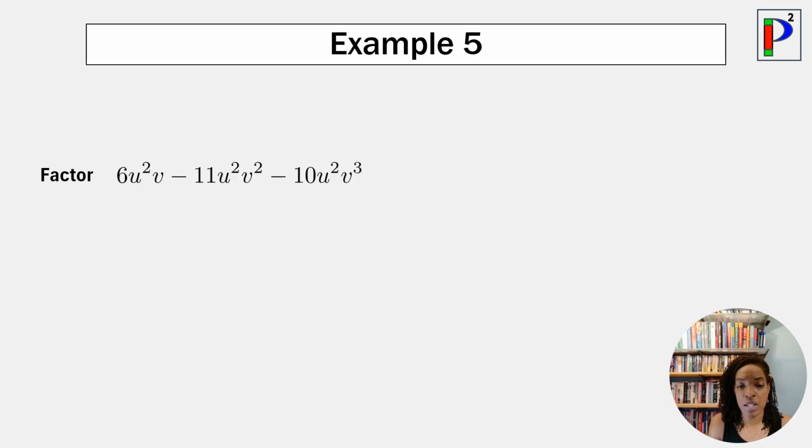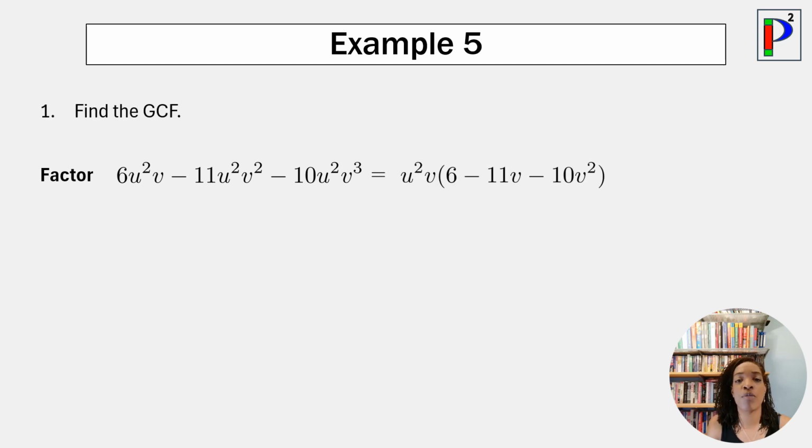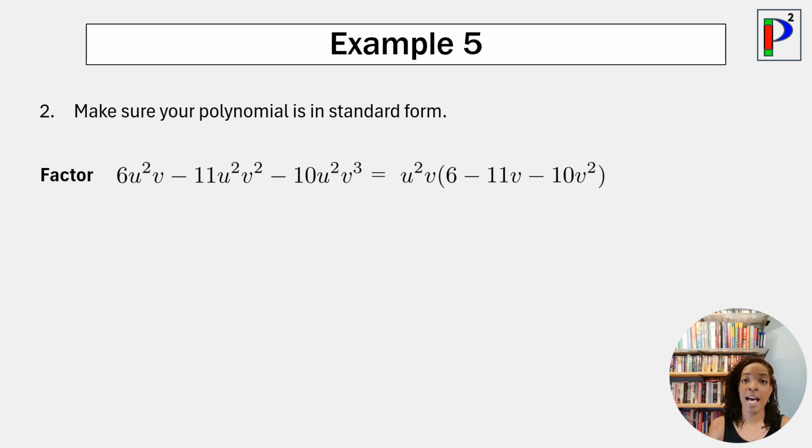I need to factor 6u squared v minus 11u squared v squared minus 10u squared v to the third. Okay, clearly GCF alert. Let's take the u squared v out first, and then we're going to look and make sure everything's in standard form. So inside the parentheses, notice that I have my highest power last and my lowest power first. That's perfectly fine for the grouping method, okay? The most important thing is that the second term is the correct one to split.